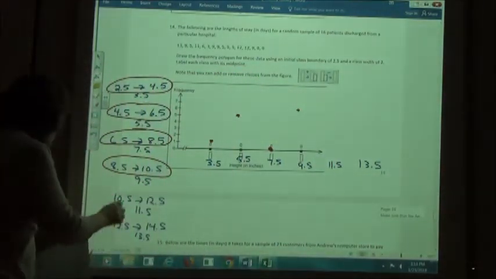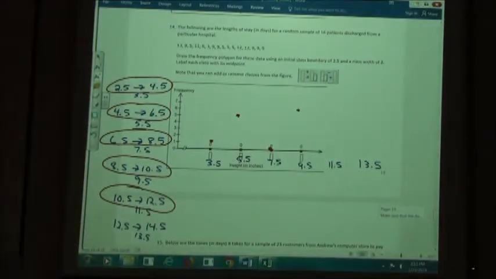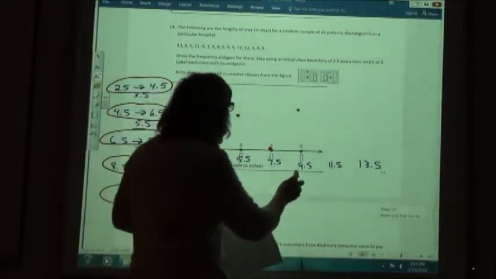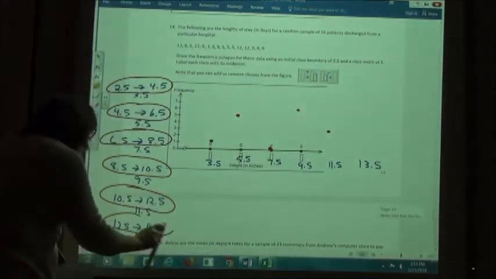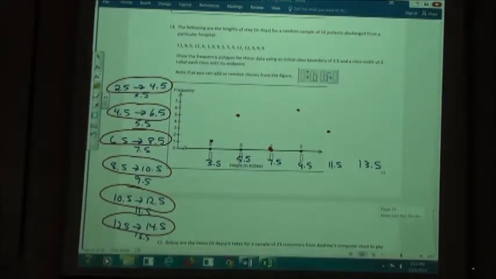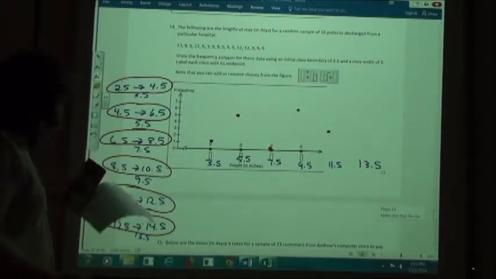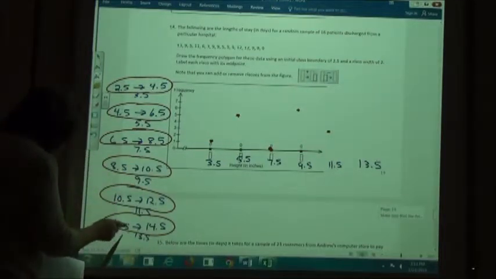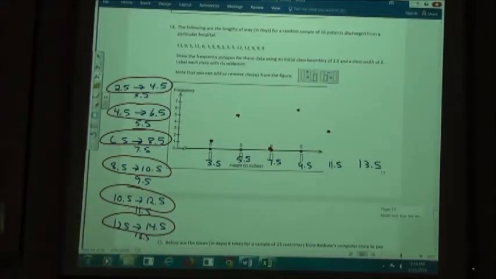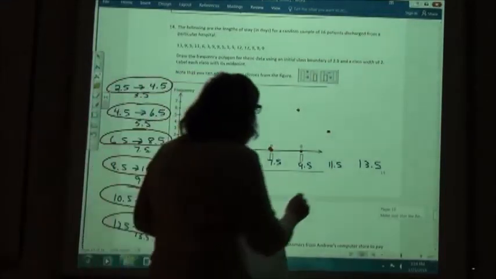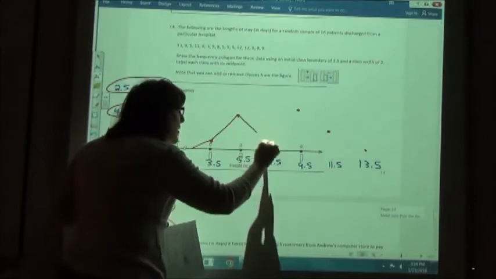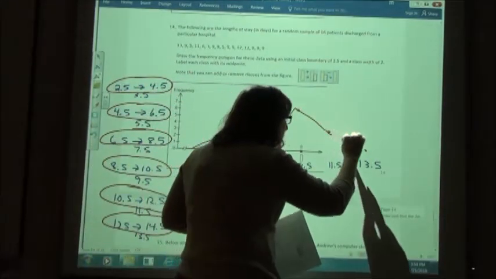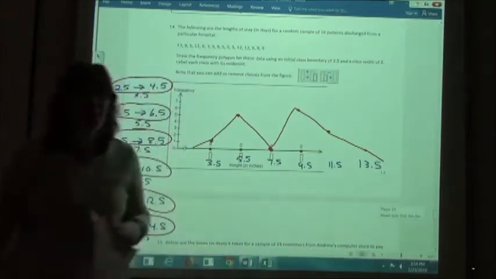The next section is from 10.5 to 12.5, so 11 or 12. There's 3 of them. And then my last section, 12.5 to 14.5, in other words, 13 or 14. We just have 1, right? 1. So there's going to be a line over here. It's going to connect that, then go there, then go there, and at the end there's going to be a line that hooks it down to the bottom again.